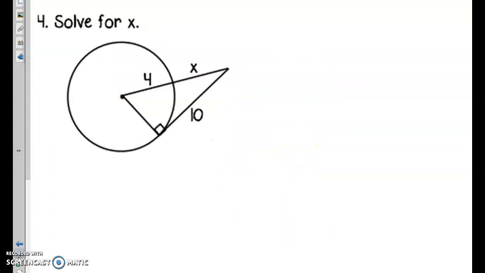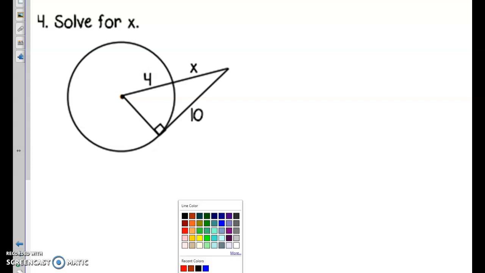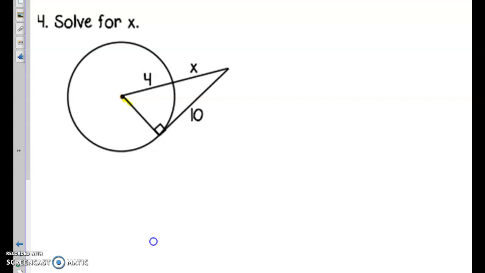Last one that we are going to do. So solve for x. This one is definitely a little bit trickier because we have to put together a few things that we've learned. So here, this segment that I'm going to highlight in yellow, that is a radius. This segment in blue is also a radius. So what is the value of that yellow leg of the triangle? It's going to be 4. So let's label that. We know that the other leg of the triangle is 10, and we need to solve for the entire hypotenuse before we can solve for x.